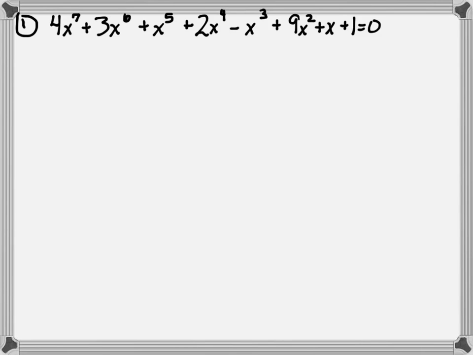and I'll read through this problem for you for those that are in the back. You have 4x to the 7th plus 6x to the 6th plus x to the 5th plus 3x. Oh, missed the 3. Okay, let me start over. 4x to the 7th plus 3x to the 6th plus x to the 5th plus 2x to the 4th minus x cubed plus 9x squared plus x plus 1 equals 0.